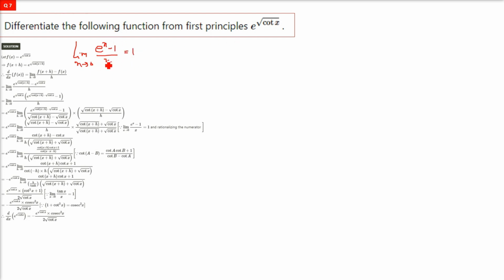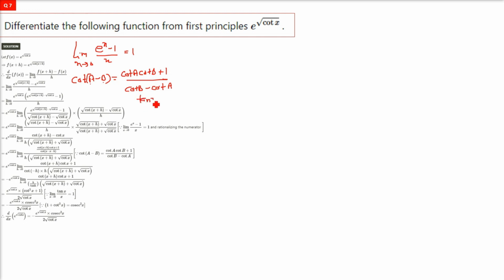We will try to make this e under root cot x like this. The second relationship we are going to use is cot of a minus b is equal to cot a cot b plus 1 divided by cot b minus cot a. Please remember, the b is first, a is later.